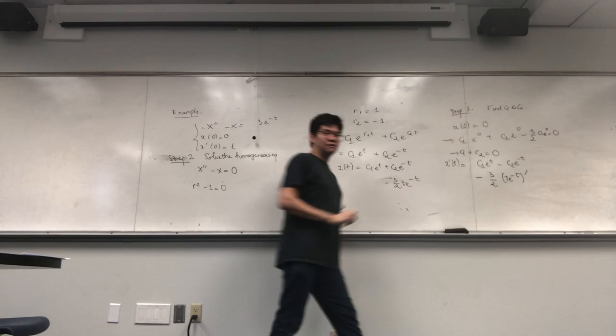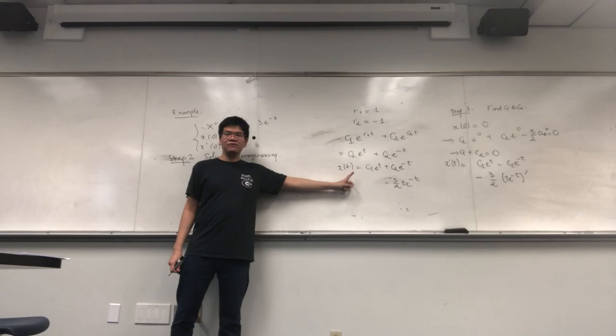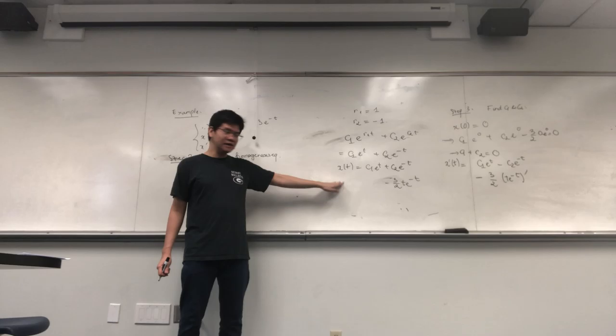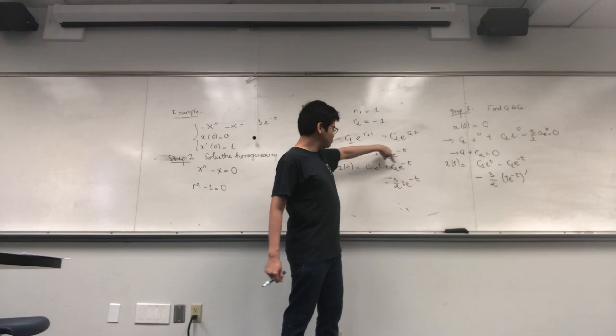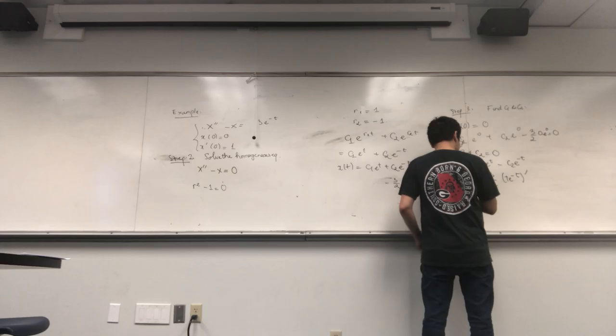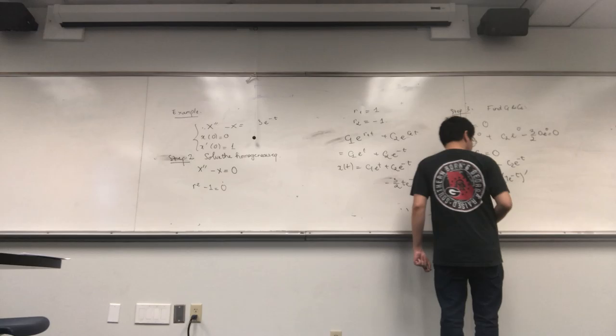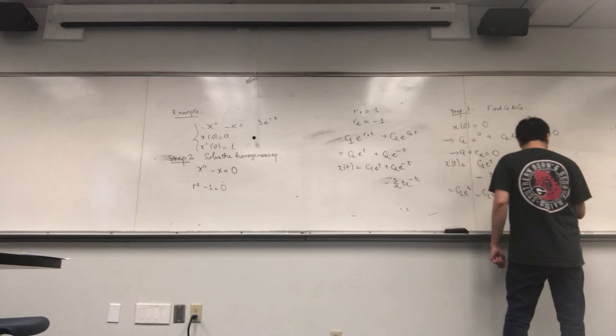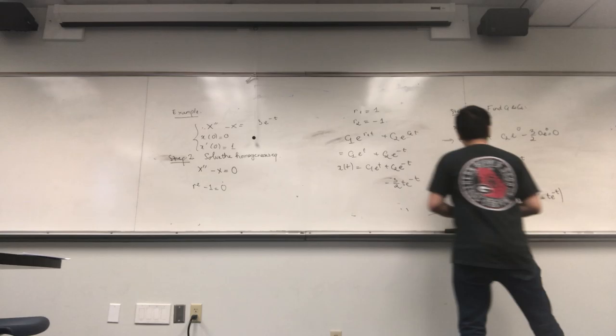So in order to use the second initial condition, I have to compute the derivative of this. The derivative of C1 e to the t is C1 e to the t. The derivative of C2 e to the power minus t is minus C2 e to the power minus t. Then I have to compute the derivative of the last term. So this gives me C1 e to the t minus C2 e to the power minus t minus 3 over 2 e to the power minus t plus 3 over 2 t e to the power minus t. All right? Questions?